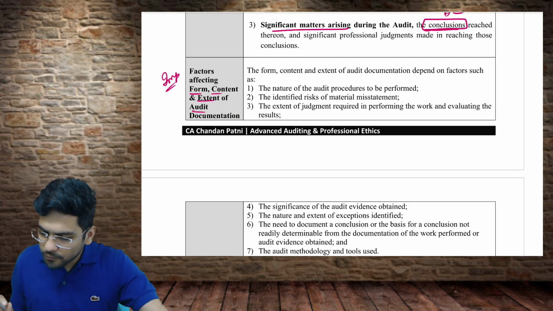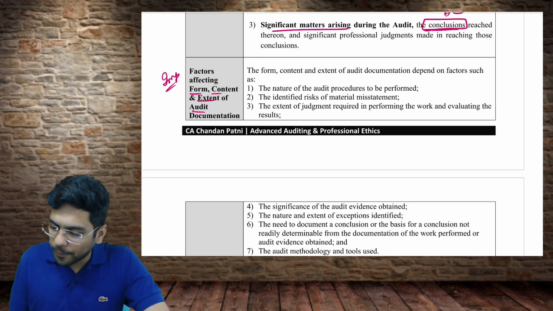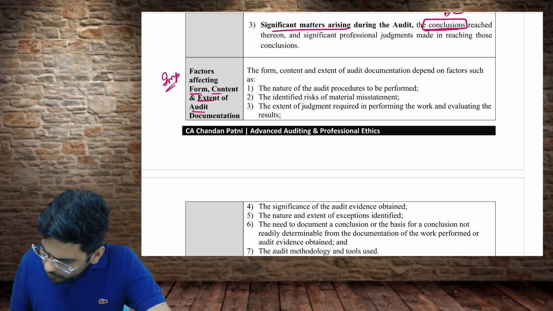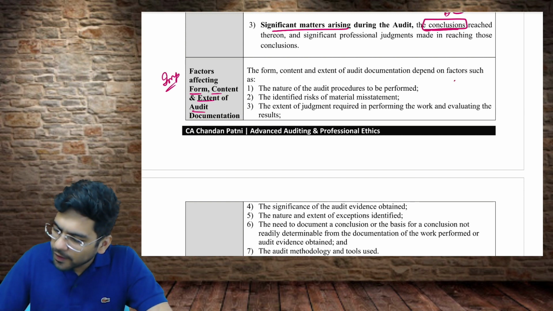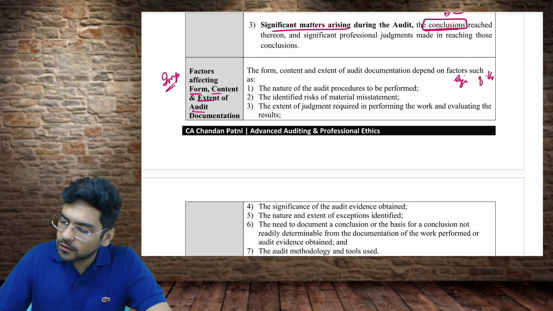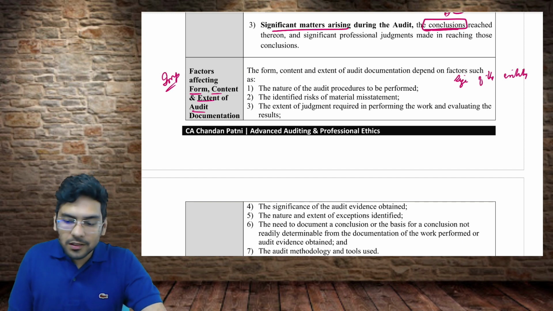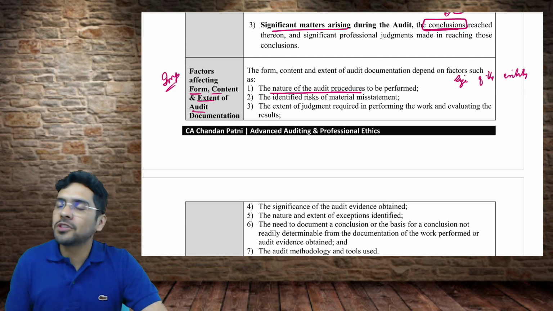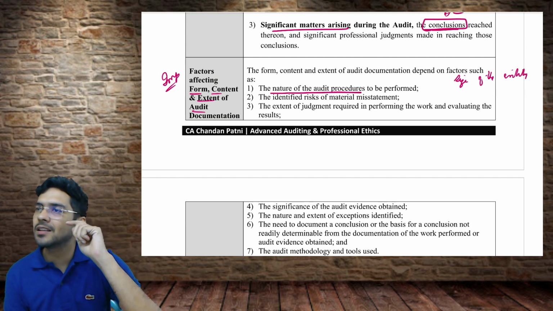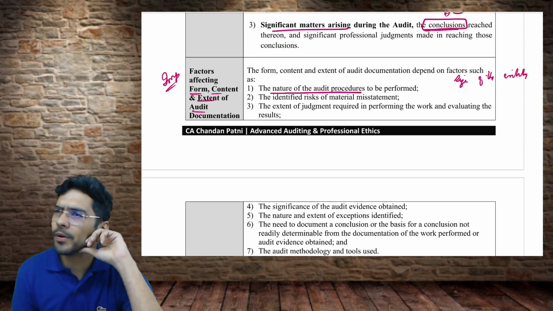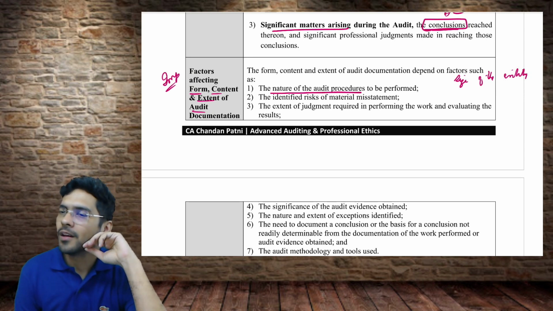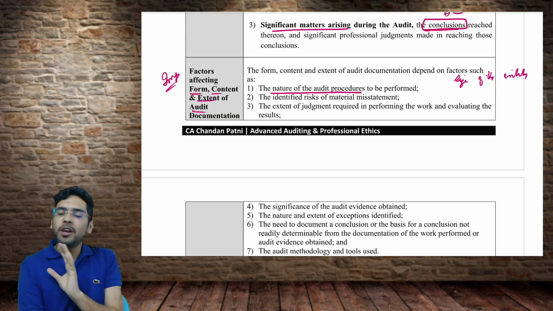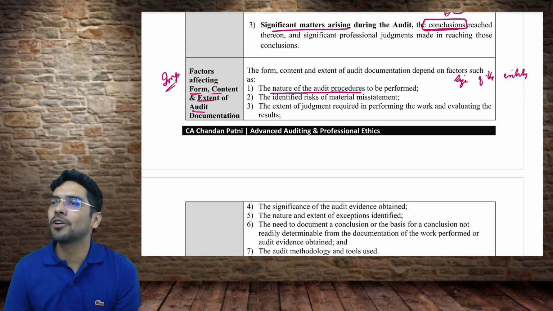Okay, can I put it in this way? I told you this. Can one factor be the size of the entity? Yes. Second is the nature of audit procedures performed. So what procedures you have performed, will it also impact the size and the extent of documentation? Yes. Can you give me an example? What procedures you have performed, will it also impact the size and the content of your documentation?